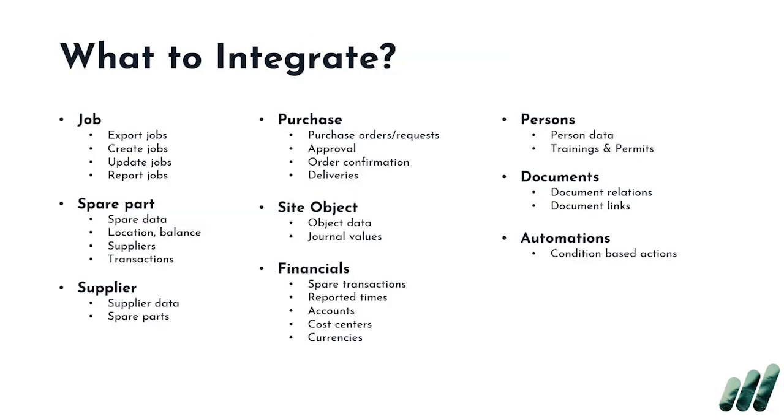So, what can be integrated with MaintMaster? Well, as I said earlier, all the data in MaintMaster can be integrated with other systems. And here are some examples of what you can integrate. You can export jobs, or you can create or update jobs. You can import spare data, allocations, and balances. You can import supplier data, purchase orders, journal values from site objects, financial transactions, and employee data from an HR system. And you can also automate manual processes within MaintMaster to create actions.